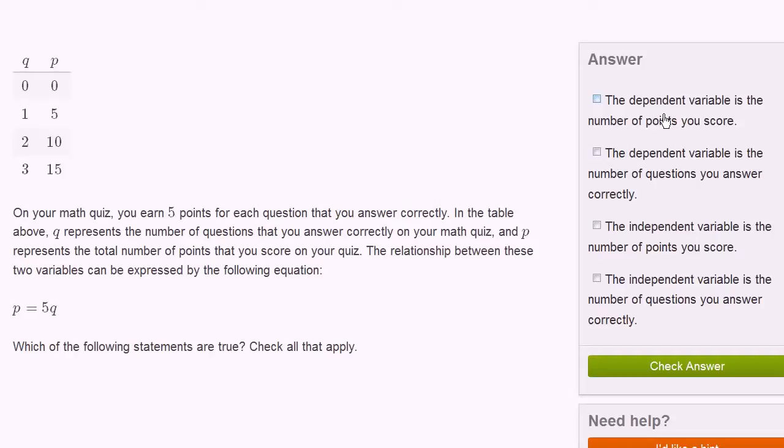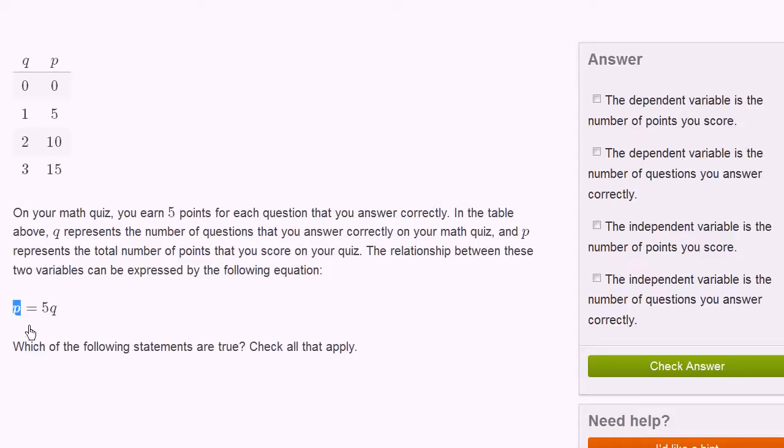They say the dependent variable is the number of points you score. So when you think about what's happening here, the number of points you score is being driven by how many questions you get right. It's not like somehow the teacher says you got 15 points and now you have to get exactly 3 questions right. It's the other way around. The number of questions you get right is the independent variable, and that's driving the number of points you score. So the number of points you score is the dependent variable.